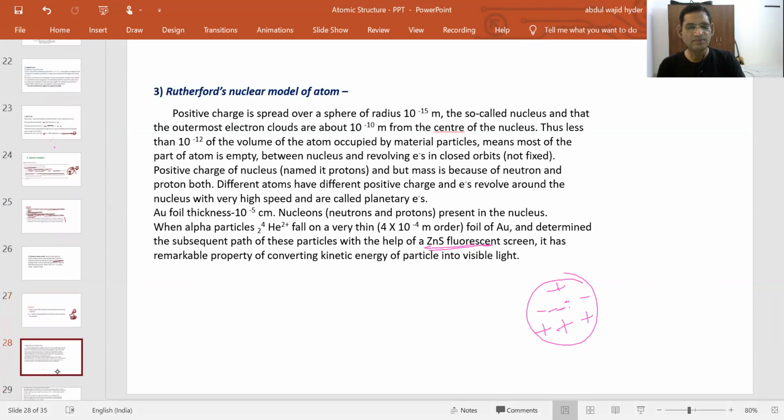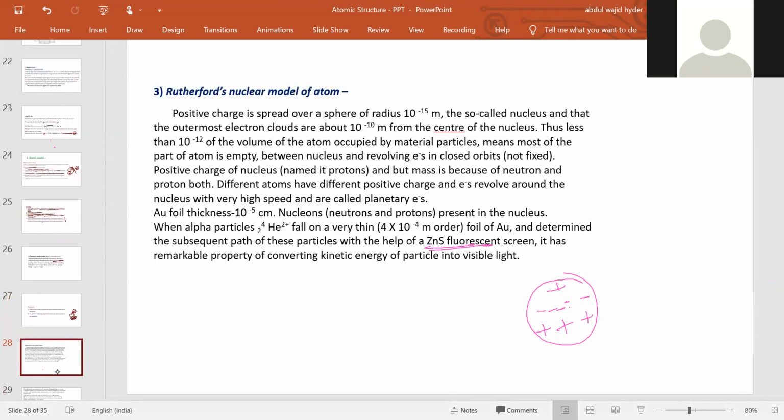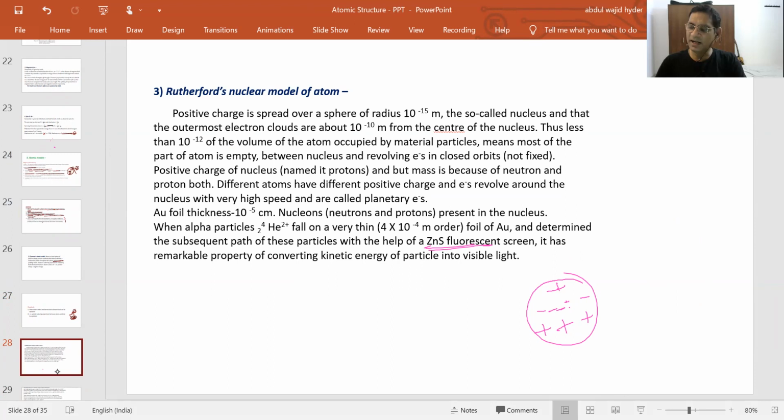Now, Thompson's model and Dalton's model are over. What next is Rutherford's nuclear model of the atom. We'll discontinue this class and we'll restart again. Fine, we'll rejoin again.